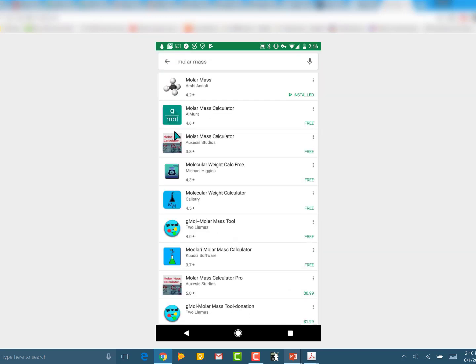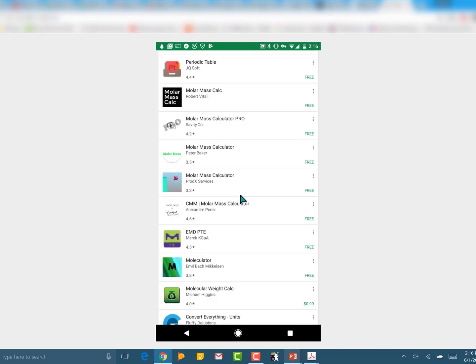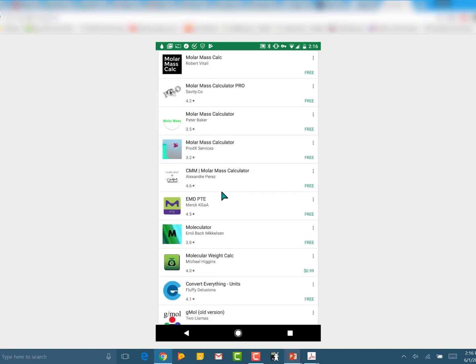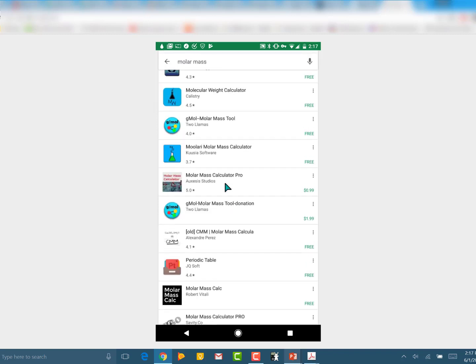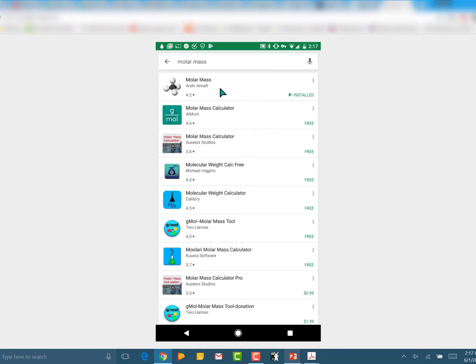So this is the one I like. I think the one I used to use is on iOS. It's this one right here, CMM. You could find whichever, but I've tested a lot of the ones on Android, and I found that some of them have errors.